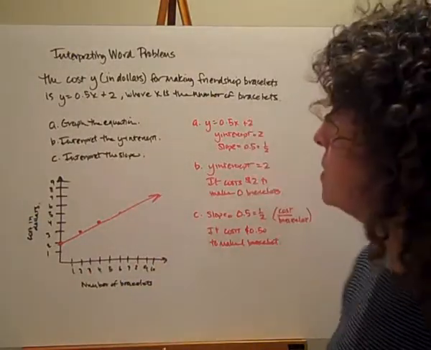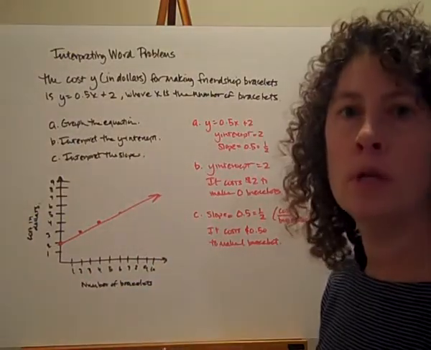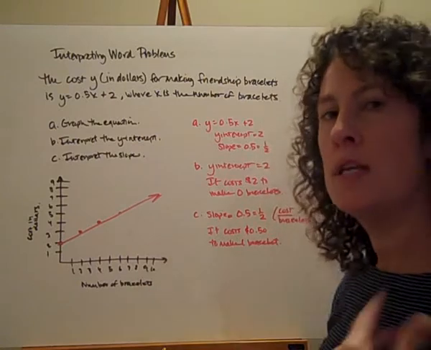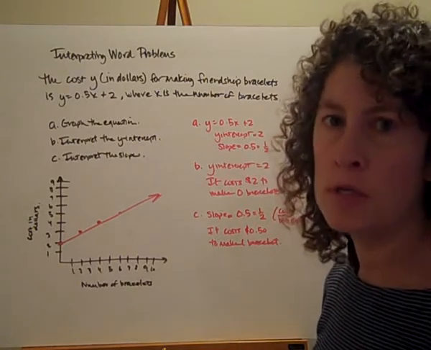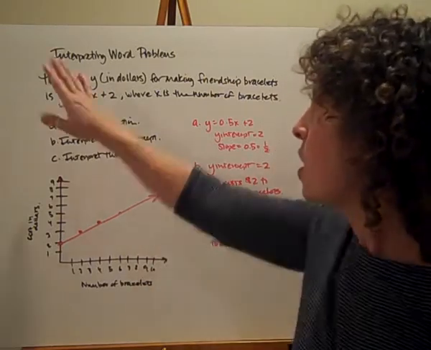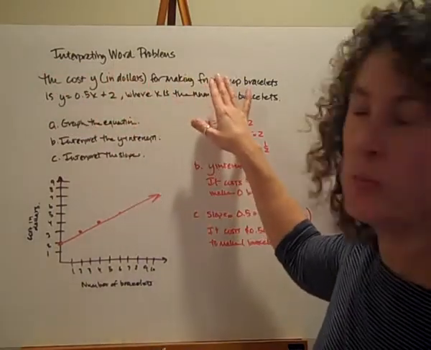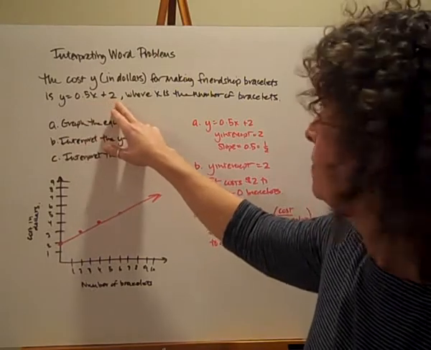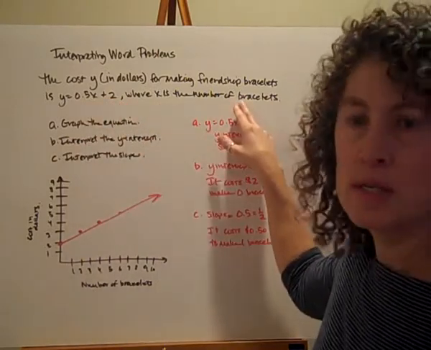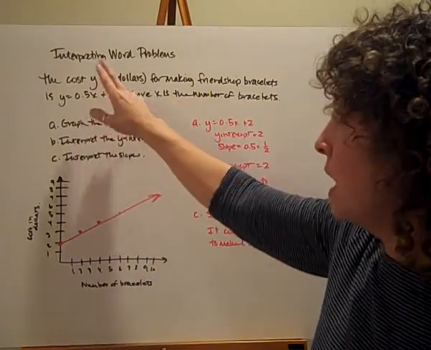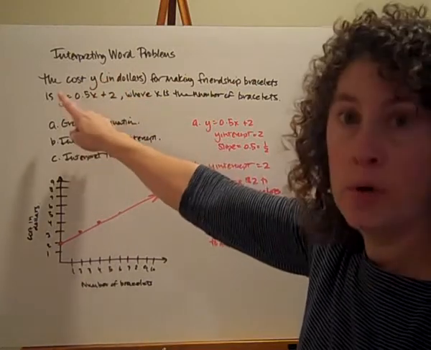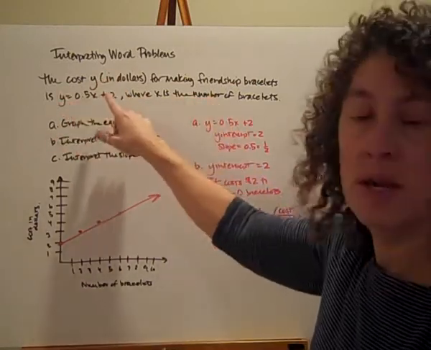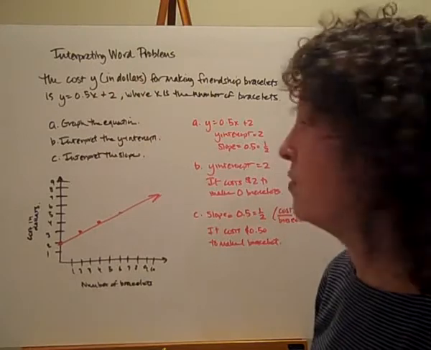Interpreting word problems. So let's take a look at a word problem with an equation in slope-intercept form and see if we can figure out what each of the numbers in our equation represent. The cost y in dollars for making friendship bracelets is y equals 0.5x plus 2, where x is the number of bracelets. So they've defined the variables for us. Y is the cost in dollars, so our output is a cost. X is the number of bracelets, so our input is how many bracelets that we have made.